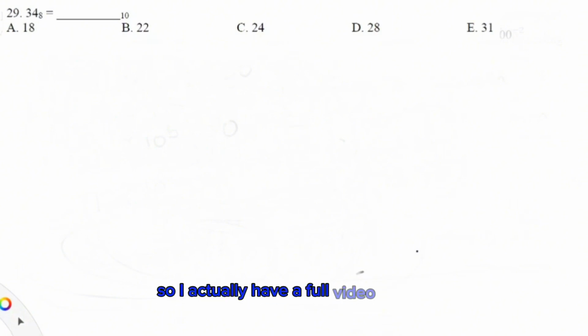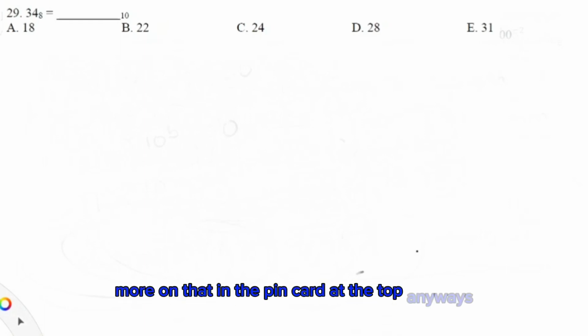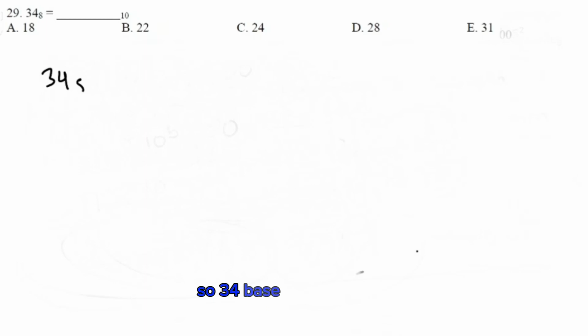So I actually have a full video on this, but let's continue. More on that in the pinned card at the top. Anyways, so 34 base 8 equals what base 10?